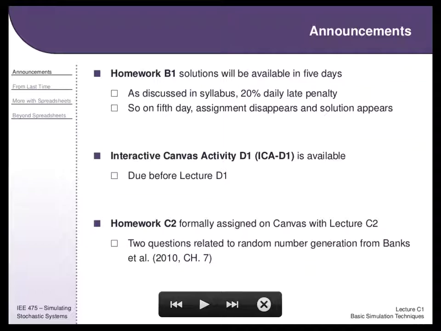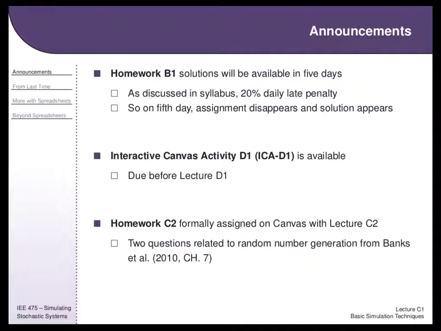There is another ICA available if you're interested in that. It'll be due before D1, which is Thursday, so a week from today. Homework C2 doesn't get formally assigned until next week, but it is available. Some people have already turned it in. So if you're interested, it's out there.